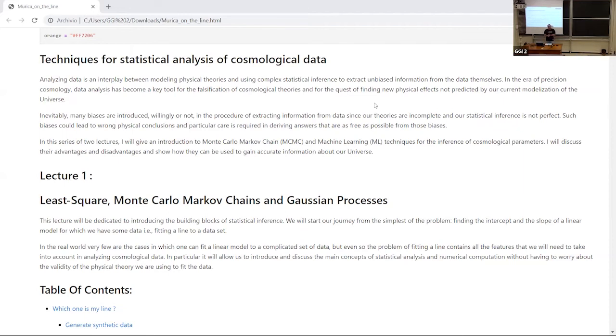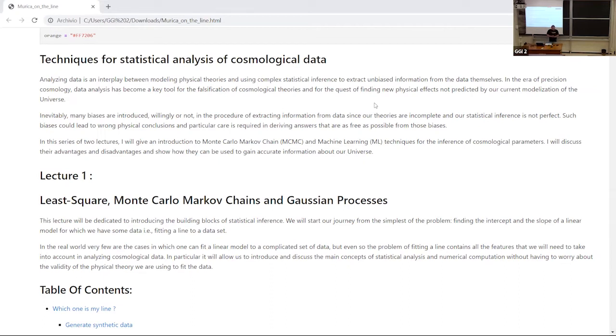So this lecture is to introduce some techniques for statistical analysis that we use commonly in cosmology to infer cosmological parameters, and in general parameters of a theory, from the data. The idea of this lecture is born from the fact that analyzing data is an interplay between modeling the physical theories that describe the data that you want to fit, and using complex statistical tools to extract information from the data themselves.